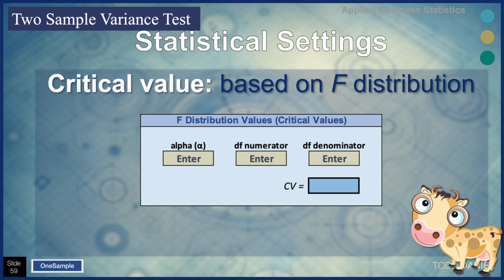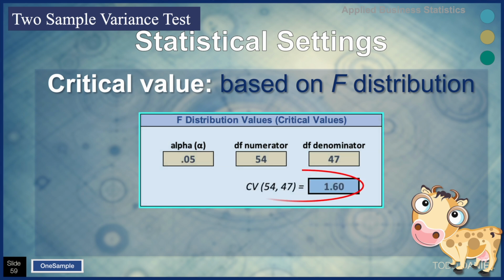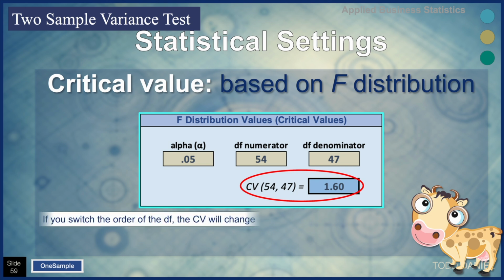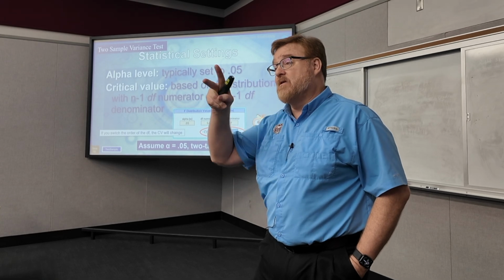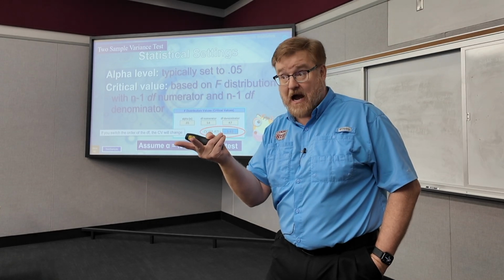Our alpha level is going to be set to 0.05. The numerator, the first degrees of freedom, will be based on sample 1. Whatever its sample size is, it was 55, so there are 54 degrees of freedom in the numerator. For the denominator, a sample size of 48 gives us 47 degrees of freedom in the denominator, and that gives us a critical value with 54 and 47 degrees of freedom in an F distribution of 1.60.